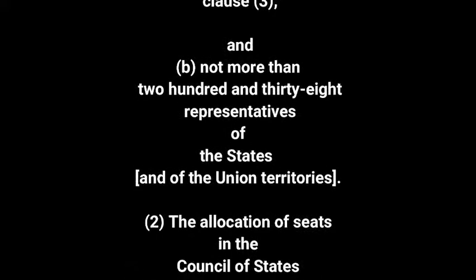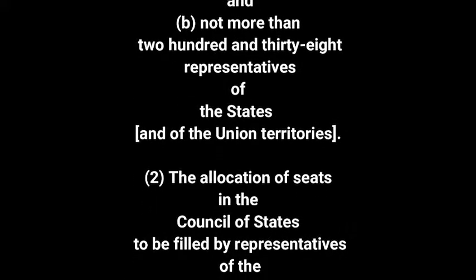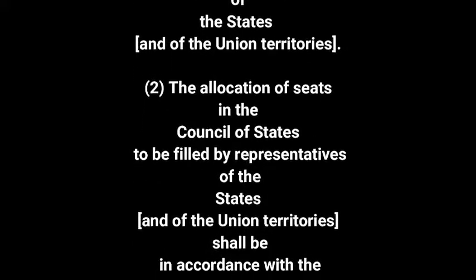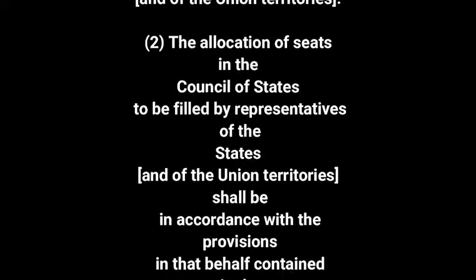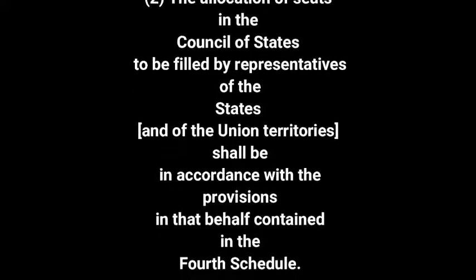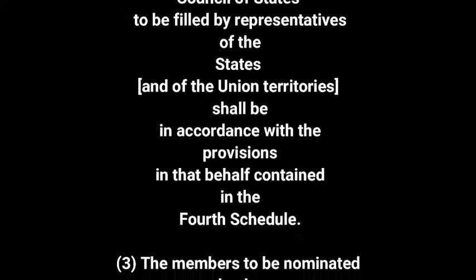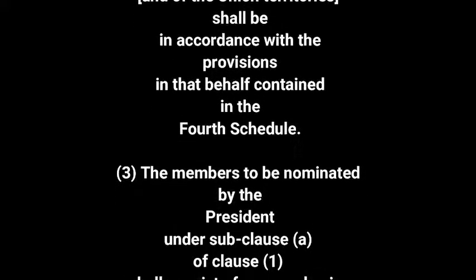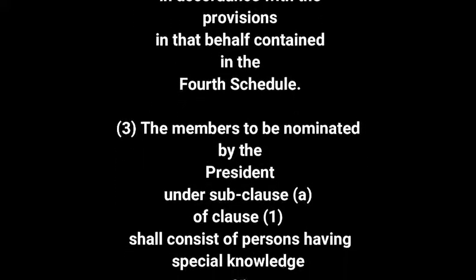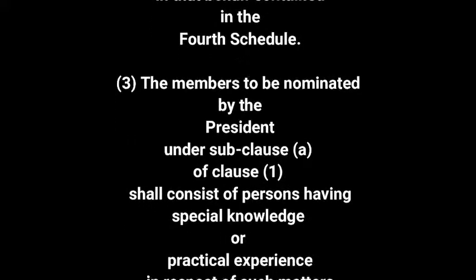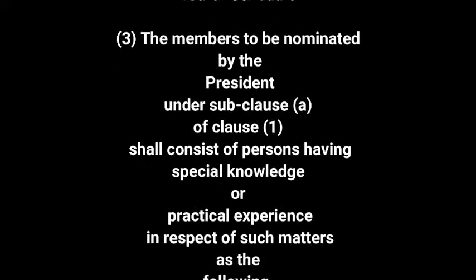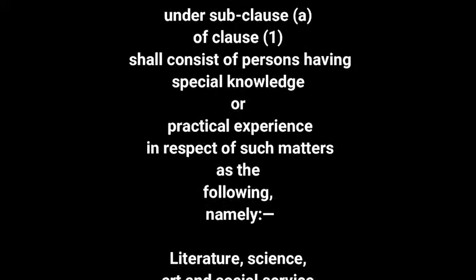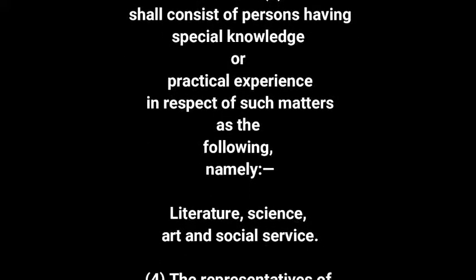2. The allocation of seats, in the Council of States, to be filled by representatives of the states and of the Union territories, shall be in accordance with the provisions in that behalf contained in the fourth schedule. 3. The members to be nominated by the President under Sub-Clause A of Clause 1 shall consist of persons having special knowledge or practical experience in respect of such matters as the following, namely: literature, science, art and social service.